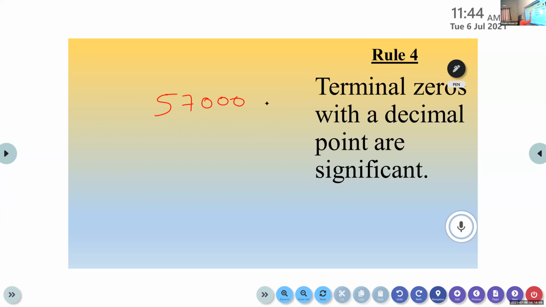47000. Here we cannot consider these three terminal zeros, because according to rule 3, the terminal zeros without a decimal point are not significant. So here the significant digit count is 2. But the same number, if expressed as 5.7000, then what is the significant digit count of this number? Tushar, what is the significant digit of this number? 5.7000. Yes, ma'am. It is 5. Yes, it is 5.